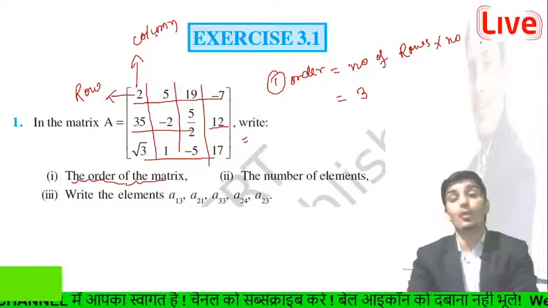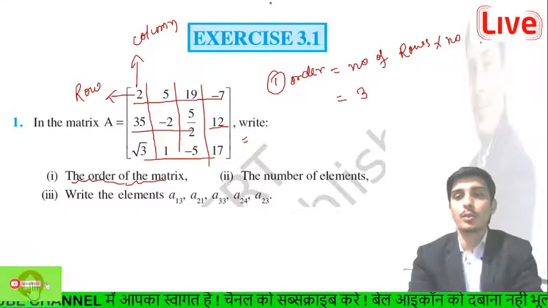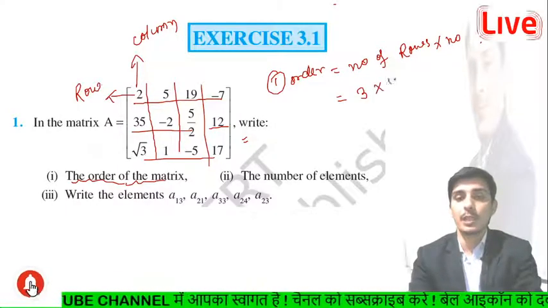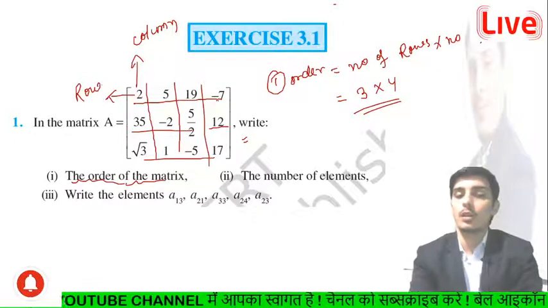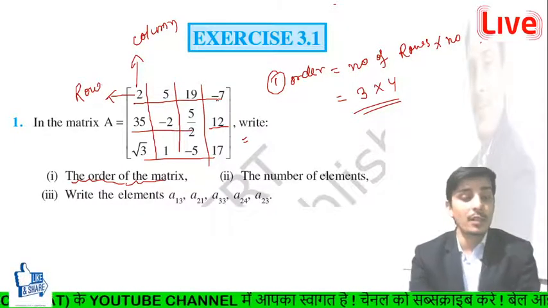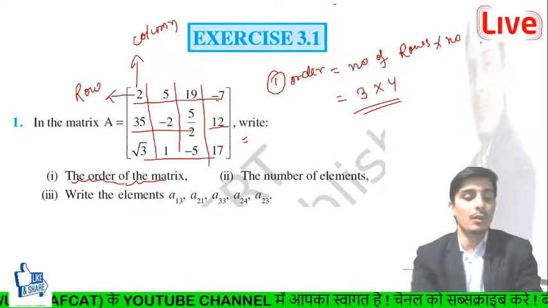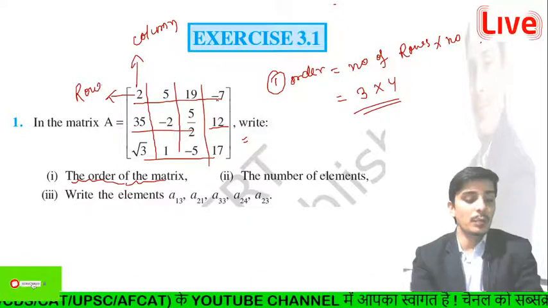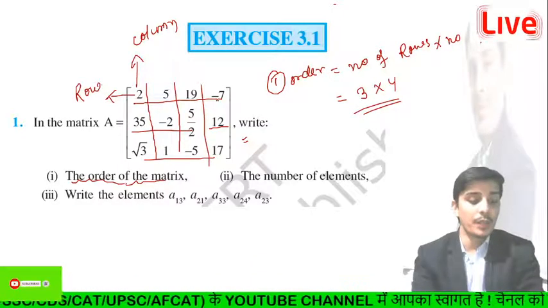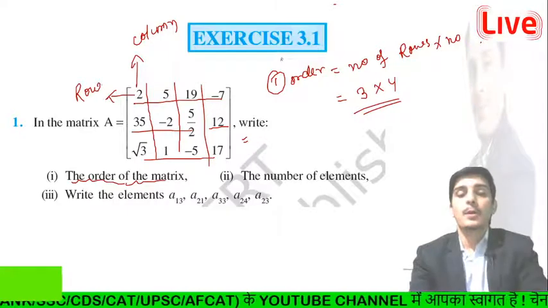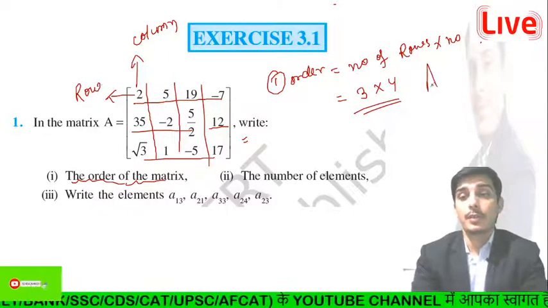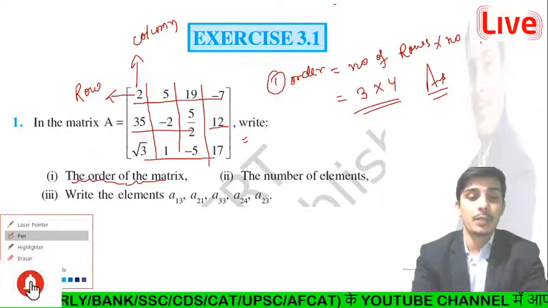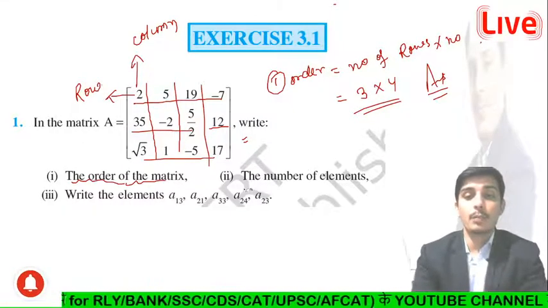We know that order equals number of rows into number of columns, so it will be 3 into 4. The number of rows is 3, and the number of columns is 4. This is very simple, and very important if you are preparing for any type of examination. So the first question's answer is the order 3 cross 4.